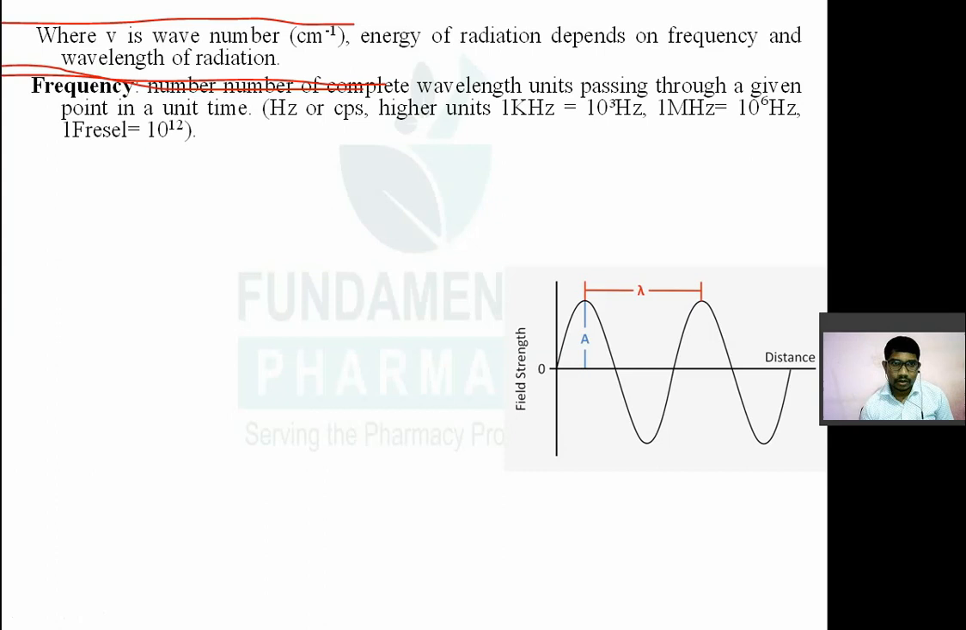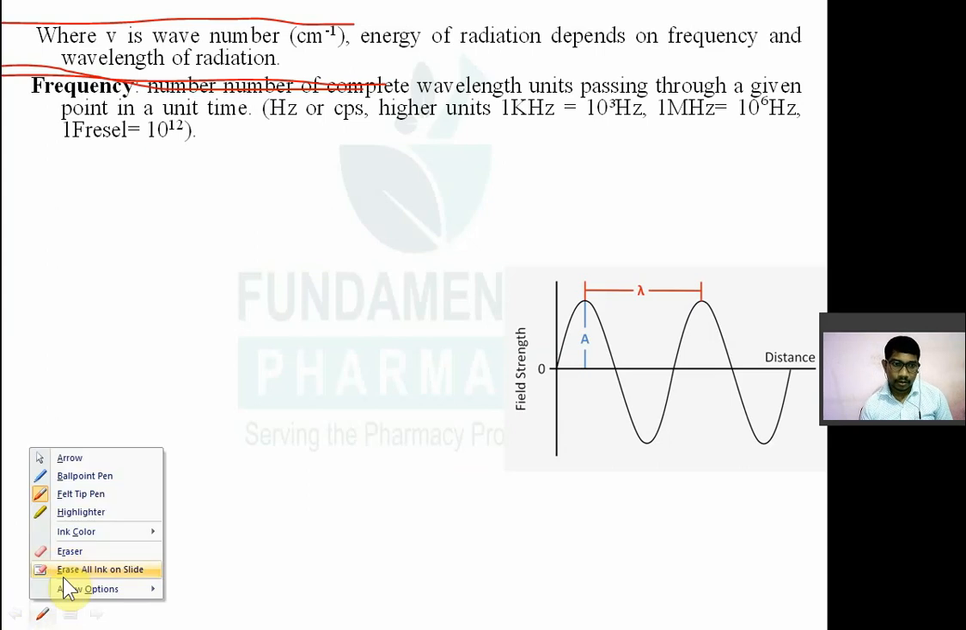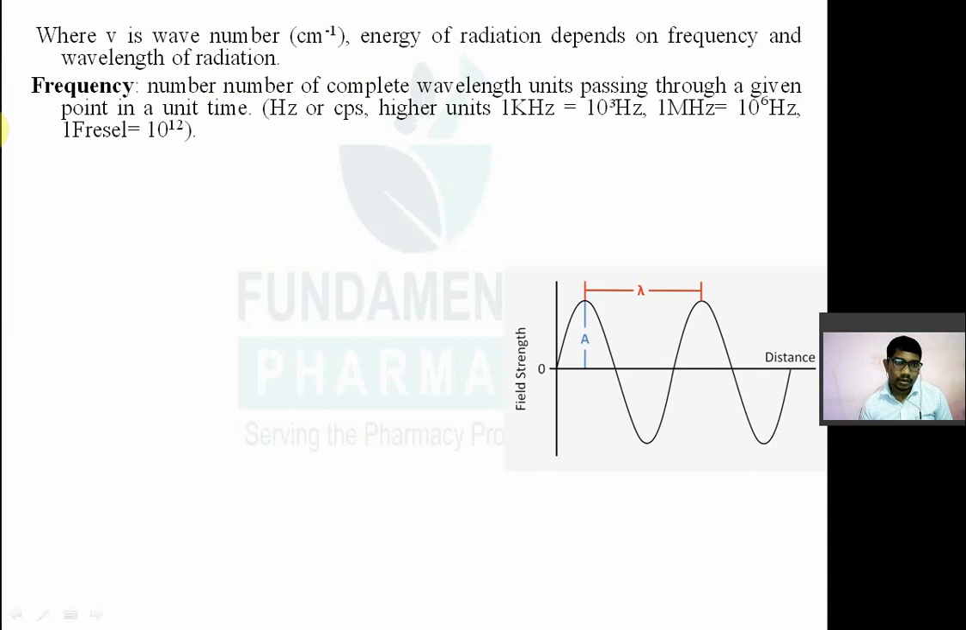Now what is frequency? Frequency is the number of complete wavelength units passing through a given point in a unit time. How many wavelengths are passing through a point in one unit of time, that is called frequency.